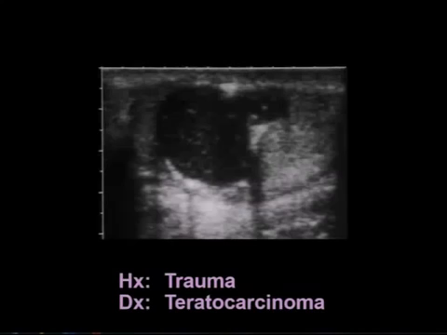This patient came into the emergency room after trauma. His scrotum was scanned, and we can see normal parenchyma in the lower pole, but a hypoechoic area with calcification in the upper pole. It was questioned as to whether this was a hematoma, but it's not a hematoma, it's a teratocarcinoma.